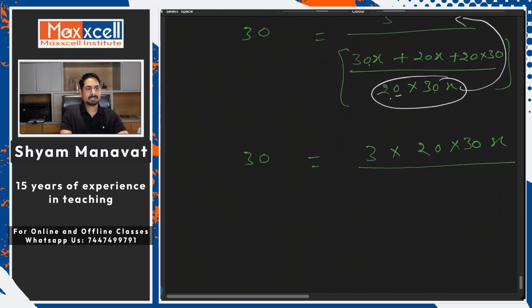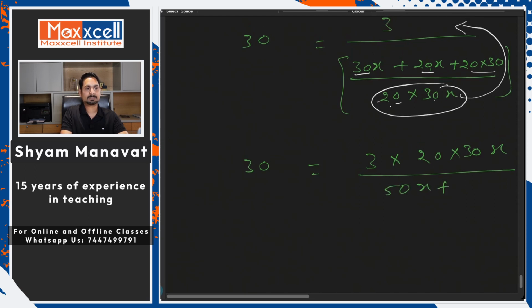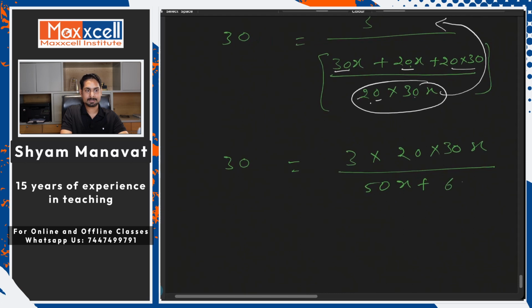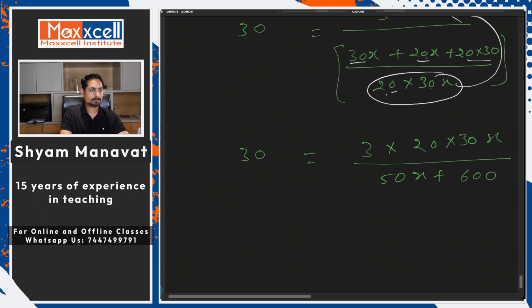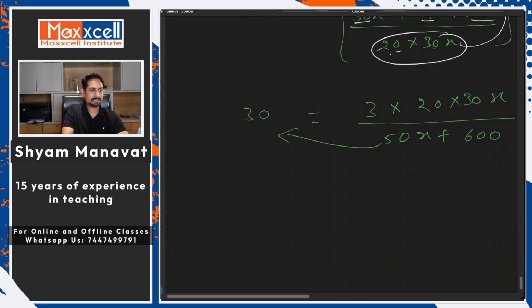Well, so 30 plus 20, I'm solving this one. 30 plus 20 and this will get you 30x plus 20x, which is 50x. Plus 20 into 30 is what? 600. Now take this denominator to the other side. I'm not writing all the steps for calculation. I'm sure you will agree with me that we don't need to write all the steps for calculations, right?